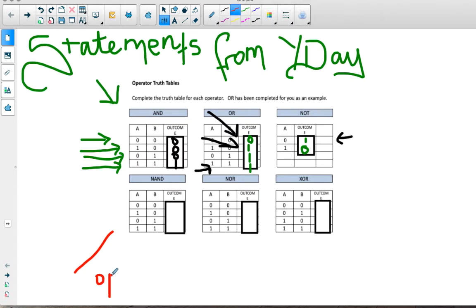Then we have a NAND gate. A NAND gate is the opposite of the AND gate. Therefore, the easy way to remember it is to remember your AND gate, and if you get an AND, everything that was a 0 in an AND gate becomes a 1, and everything that was 1 in an AND gate, so the bottom one, becomes a 0.